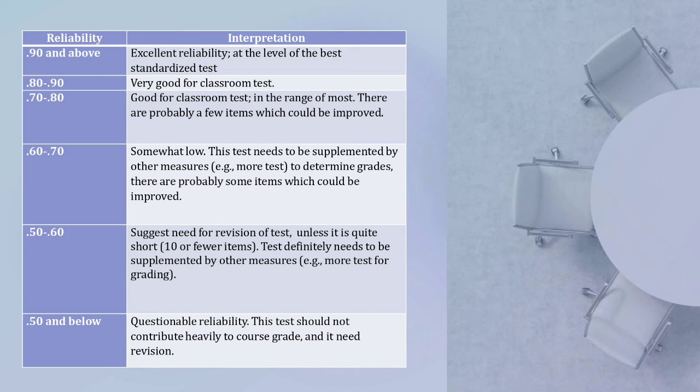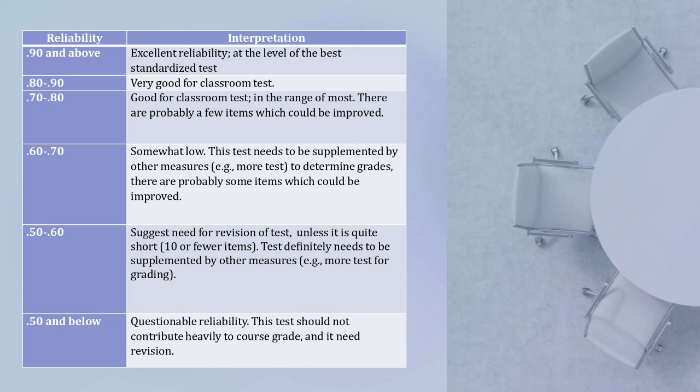The following table is the standard followed almost universally in educational tests and measurement. A reliability of 0.90 and above is interpreted as excellent reliability, at the level of the best standardized tests. Reliability of 0.80 to 0.90 is very good for classroom tests. For reliability of 0.60 to 0.70, the interpretation would be somewhat low. This test needs to be supplemented by other measurements, for example, more tests, to determine grades. There are probably some items which could be improved.